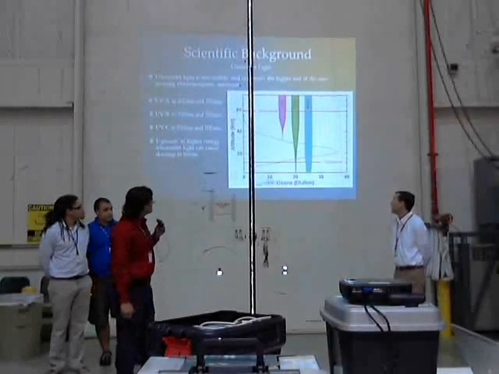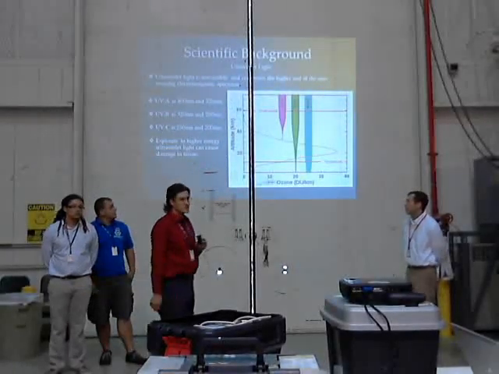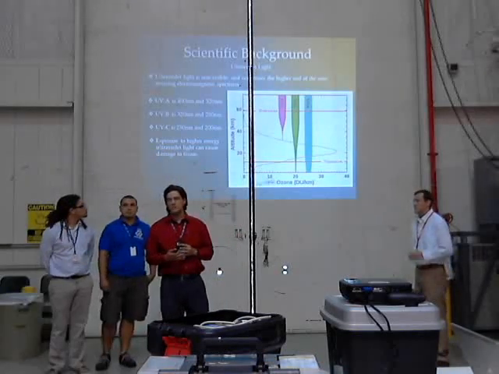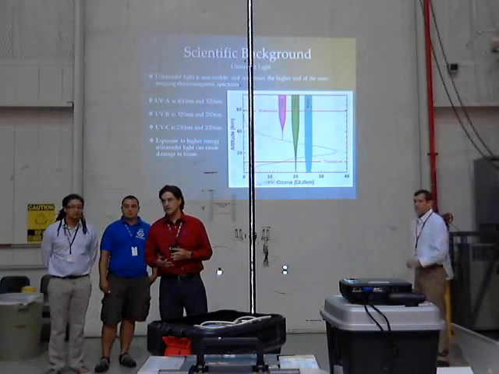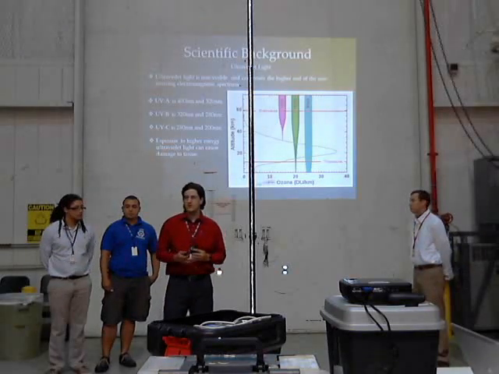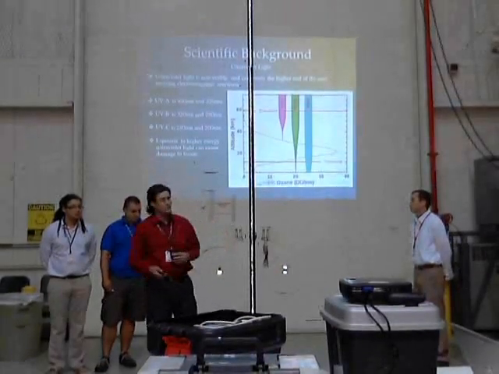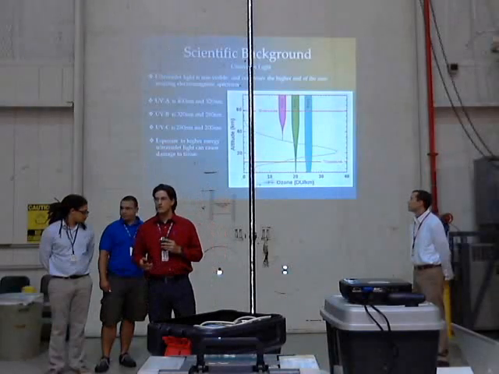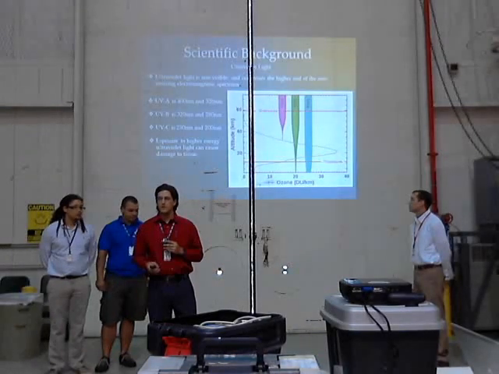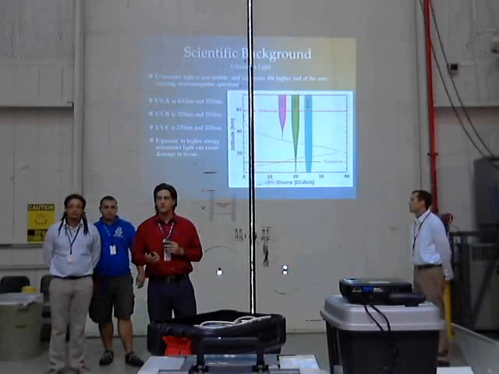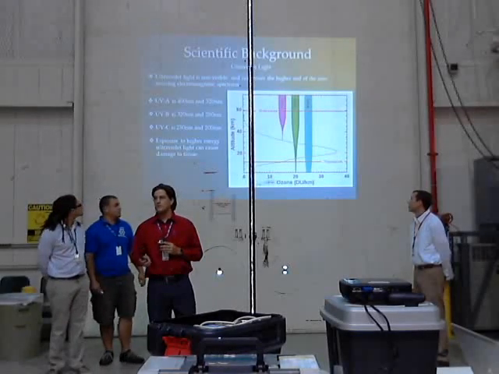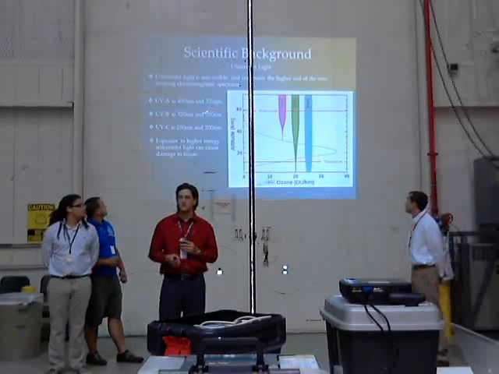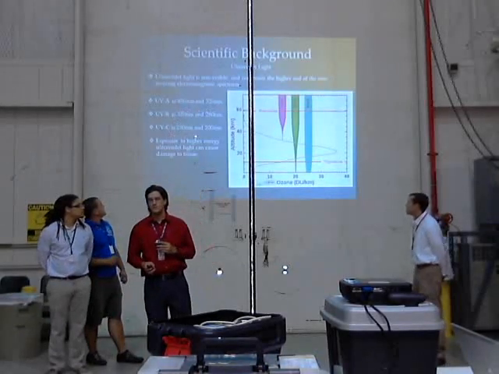Now, this is our basic scientific background about UV. UV is broken down into the three groups, like I said earlier: UVA, UVB, and UVC. UVA is going to be 400 to 320 nanometers on the wavelength. UVB is 320 nanometers to 280 nanometers, and UVC is going to be that 280 to 200 range.